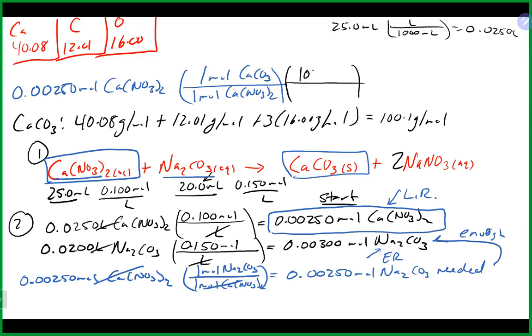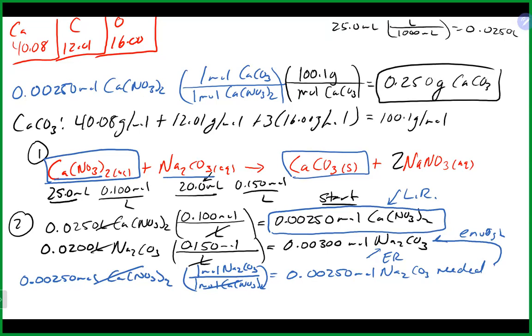We're going to put the grams up on top so we end up with grams. And we will end up with 0.0025 times 100.1, which gives us 0.250 grams of calcium carbonate. This again would be a theoretical yield, as that's how much product we produced. Once again, limiting reagent, and then steps 3 and 4 in our calculation. Any questions on that one?